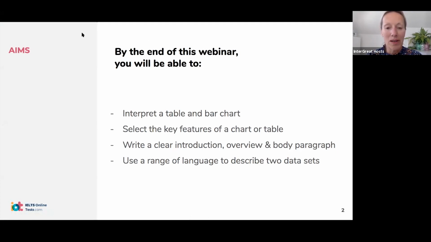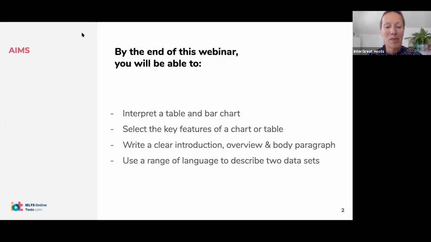Okay, so thinking about task 1, who finds task 1 more difficult than task 2? Okay, so some of you do, right? Why do you think it's harder? What's more difficult about it? It's the comparison, okay, the data, right? Interpreting the data. Yeah, how to analyze.